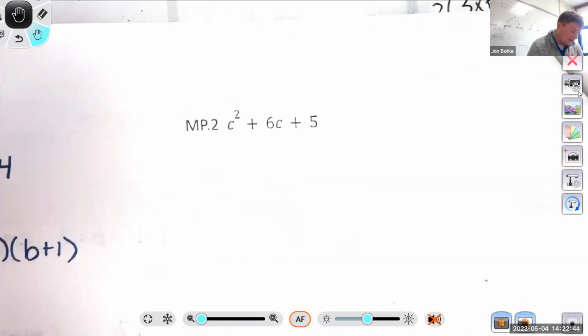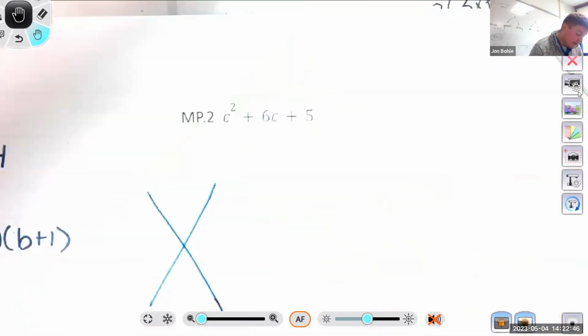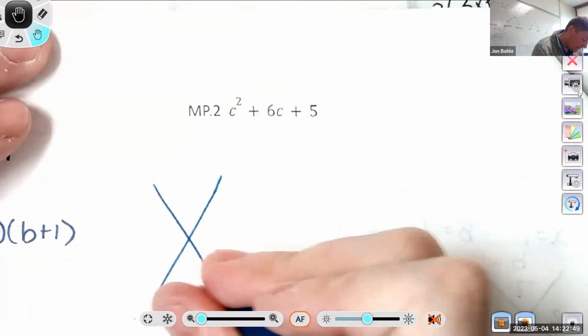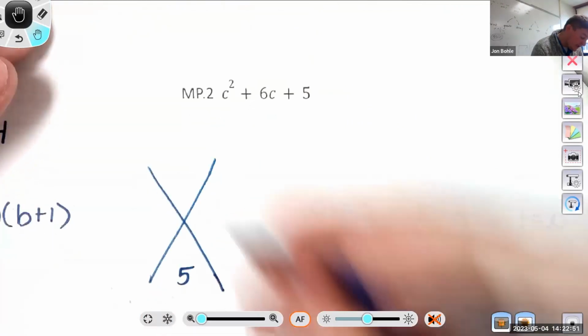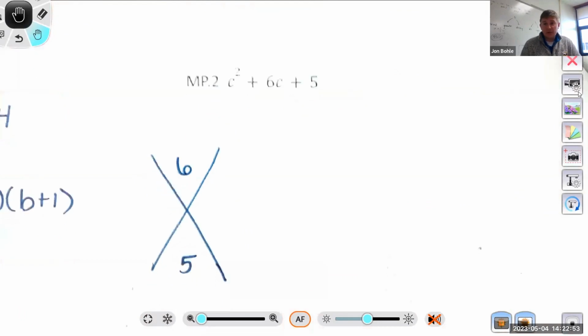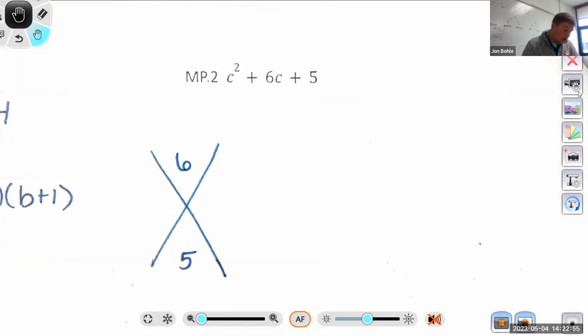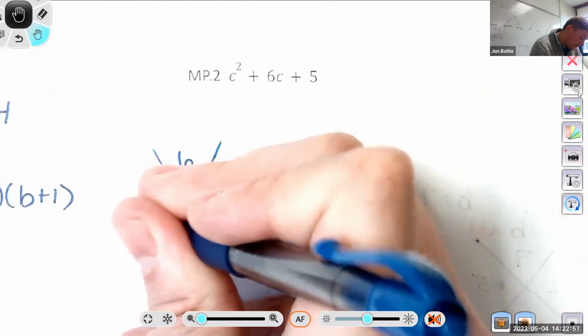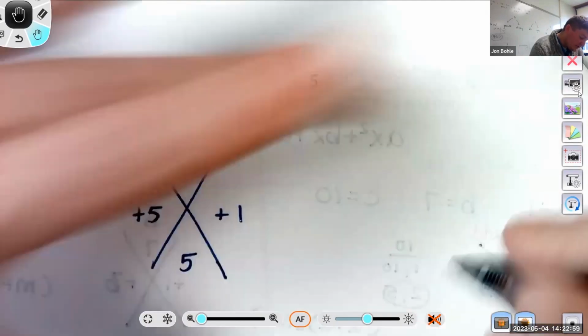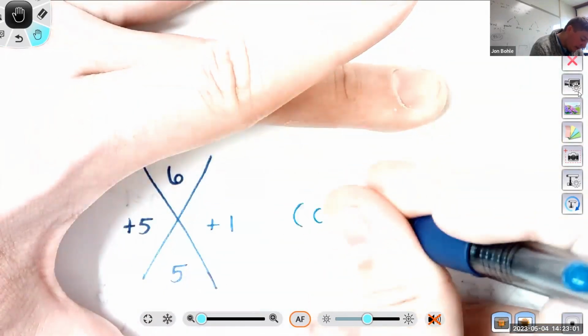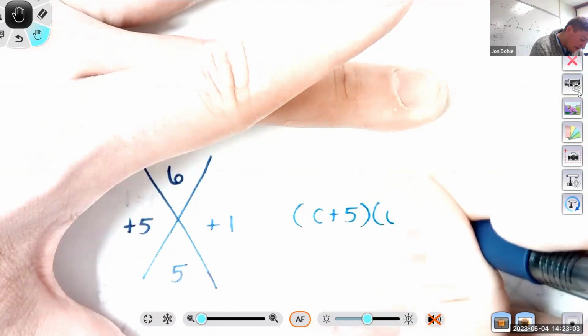Okay, number 2. I'm multiplying to A times C. A times C, 1 times 5 is 5. B value is 6. Okay, this one I'm multiplying and adding to all positives, so that means all the numbers are positive. It's going to be 5 and 1. So this is going to factor into c plus 5 times c plus 1.